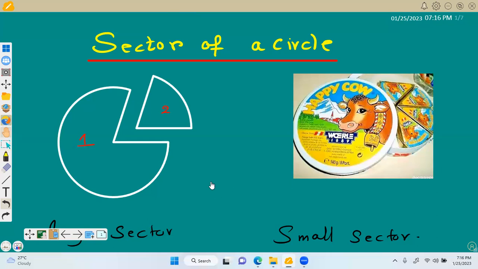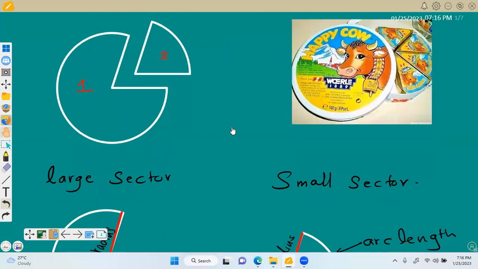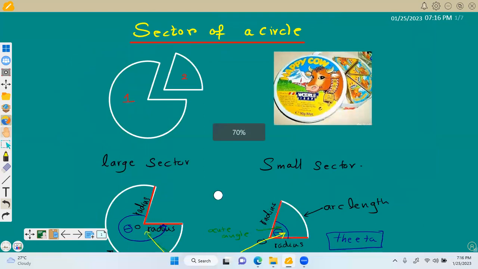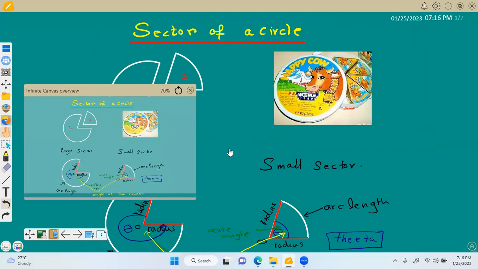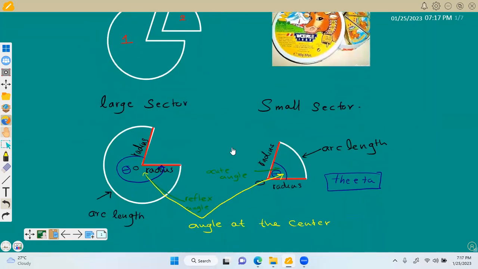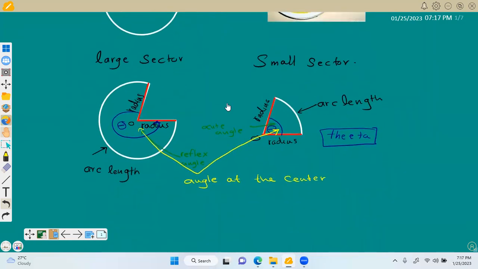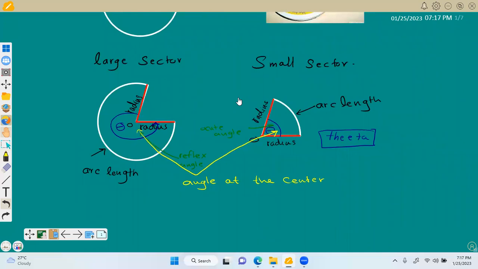Okay, shall we move to the next part? These are the parts of a sector.